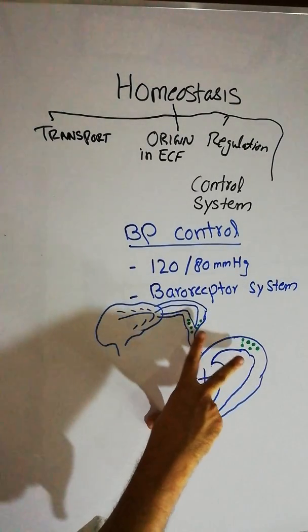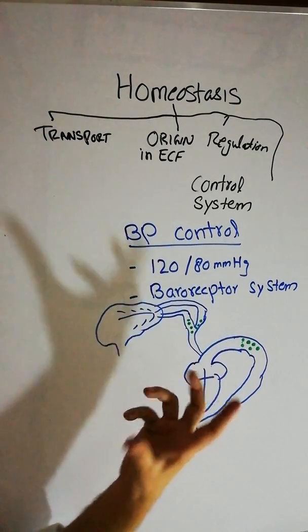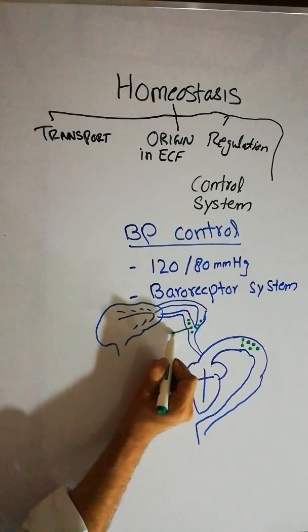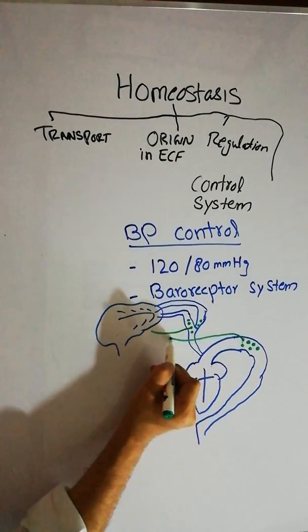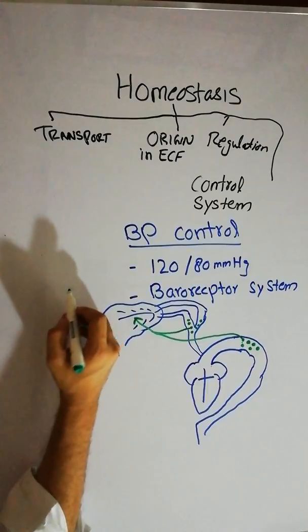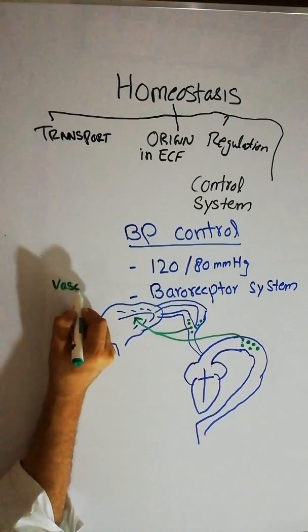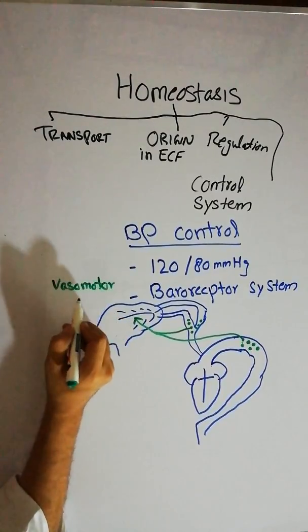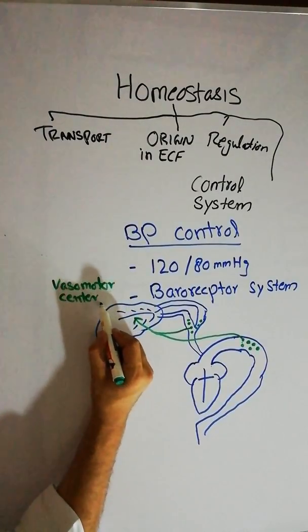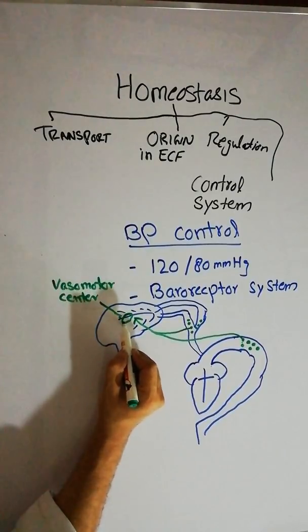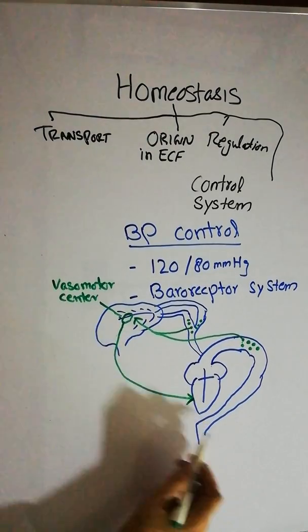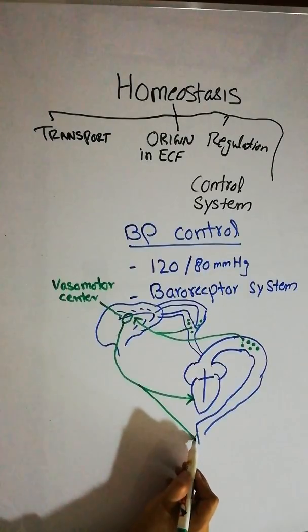There is a tone, a specific number of impulses going from these receptors to the vasomotor center in the medulla of the brain. And from the vasomotor center, that is located here in the medulla, some impulses are continuously coming to the heart through sympathetics as well as to the different blood vessels.